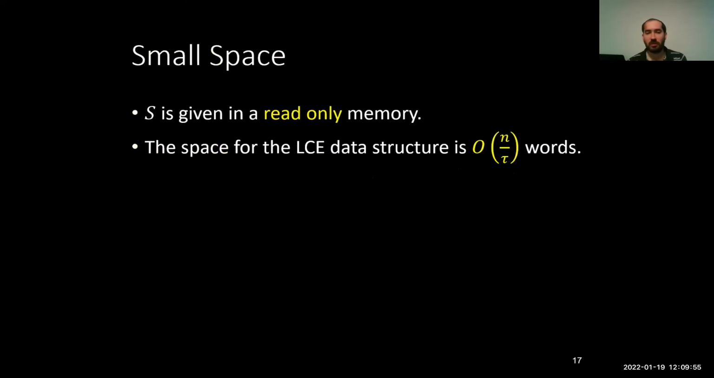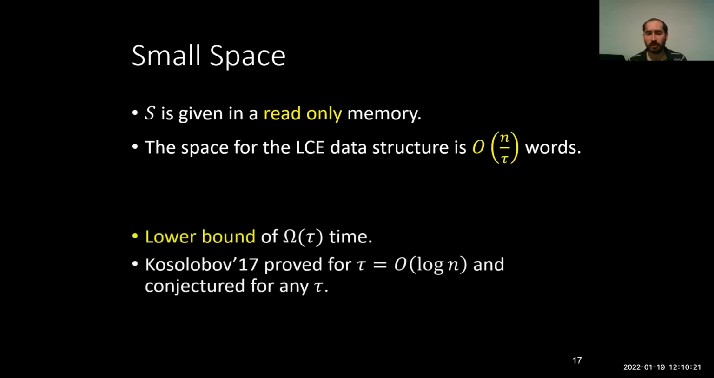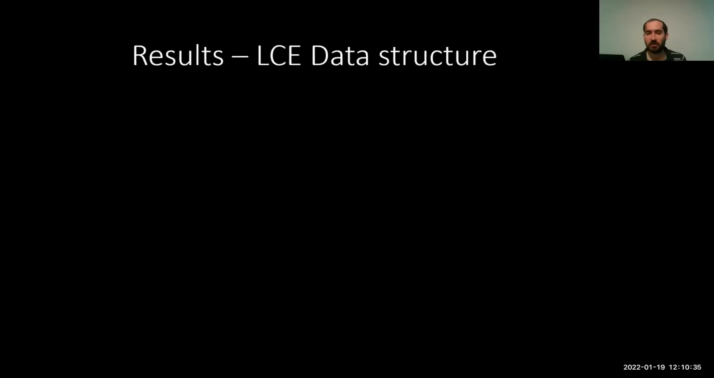However, we consider the problem in the setting of small space, where we assume that S is given in read-only memory. It's not compressed, but it is read-only, and we have a space limitation on our data structure and even on the working space. So the space we can use is just n over some parameter tau, and there is a lower bound of omega of tau query time when we are limited in our space, which was proved by Kosolobov for small values of tau, and conjectured for any value of tau.